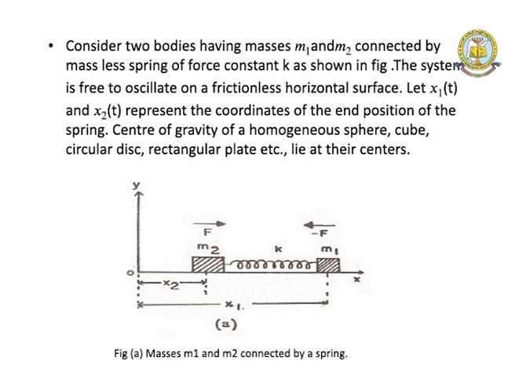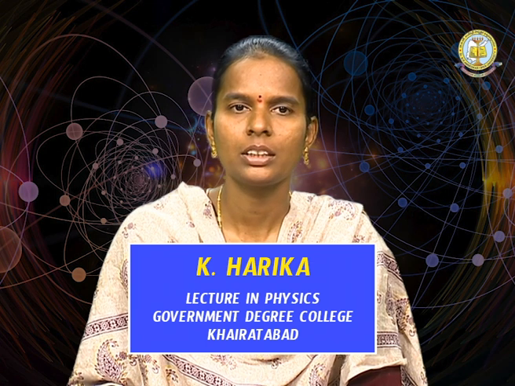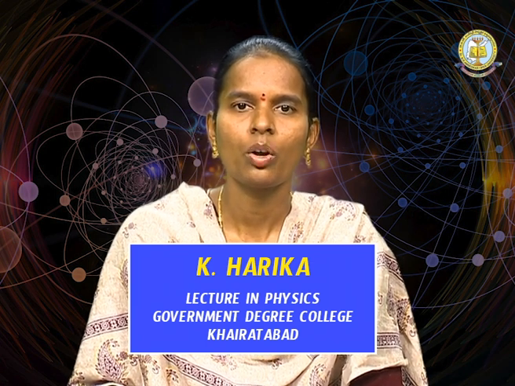They are connected by a light spring of force constant k, as in this figure. The system oscillates freely on a frictionless horizontal surface. Let us consider that the distance of mass m1 from the origin is x1 and the distance of mass m2 from the origin is x2, at a time t. So x1 of t and x2 of t represent the coordinates of the end positions of the spring.